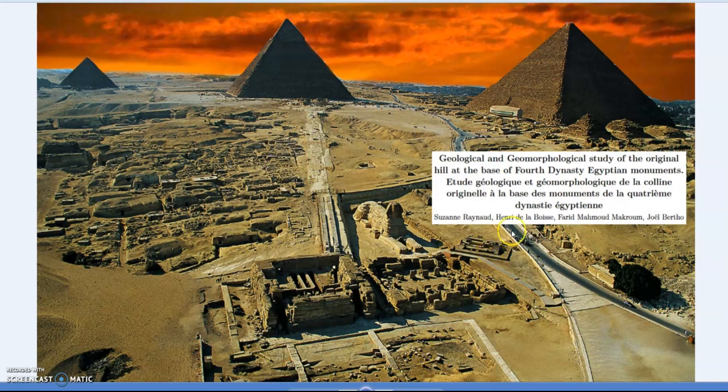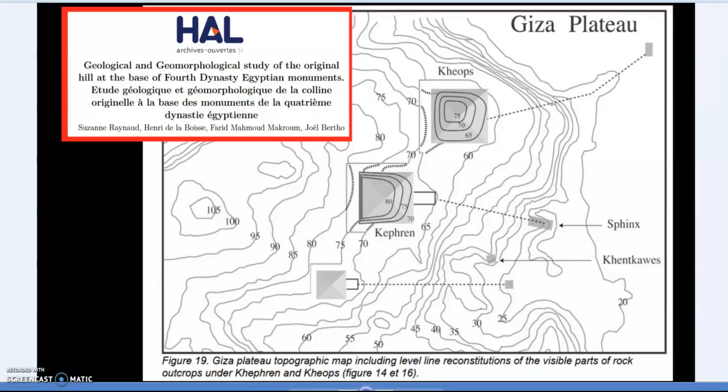The geological, geomorphological study of the original hill at the base of the Fourth Dynasty Egyptian monuments. Susan Reynaud, Henri Delabois, Frédéric Mahmoud Nakrum, and Joël Berto are the authors of this paper, and this again will be linked in the description. What they've done is show that this was a pre-existing natural site before the engineering of the Giza Plateau.